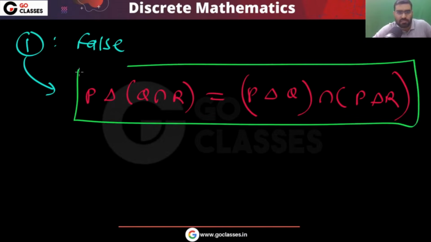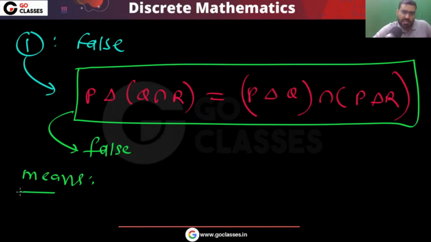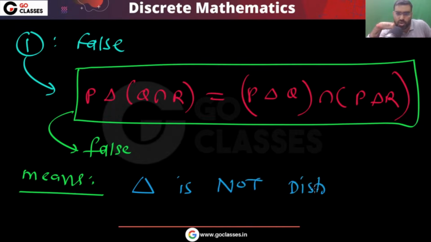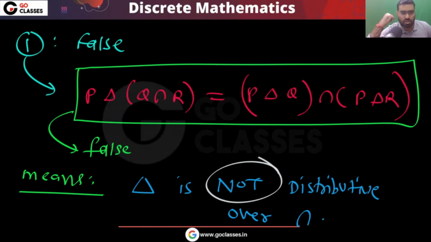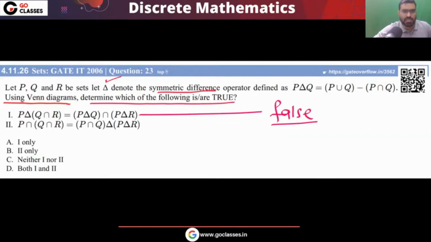What does it mean? It means that symmetric difference is not distributive over intersection. So this is what it means. So this is your option number 1. Now let's see option number 2.